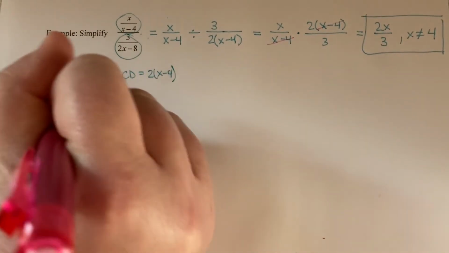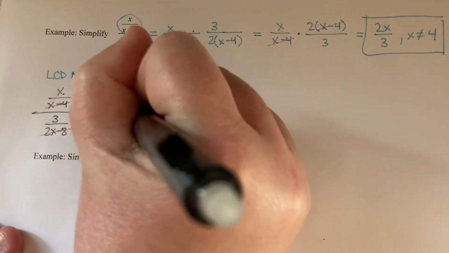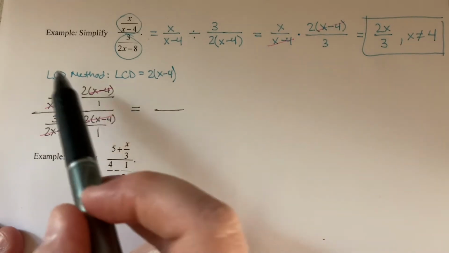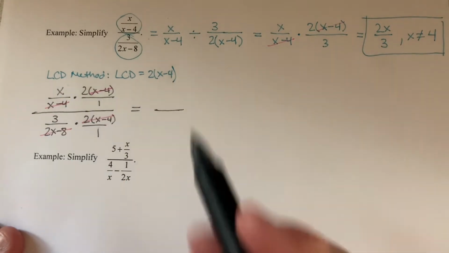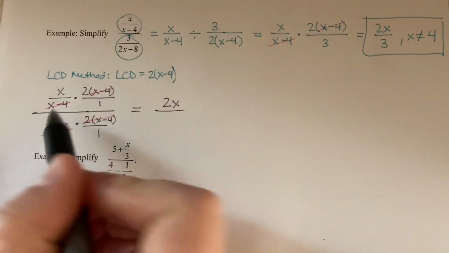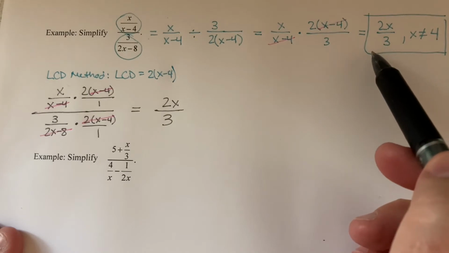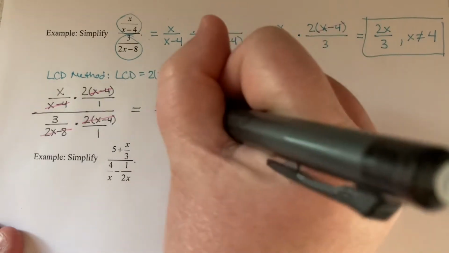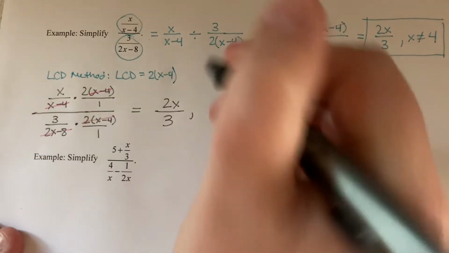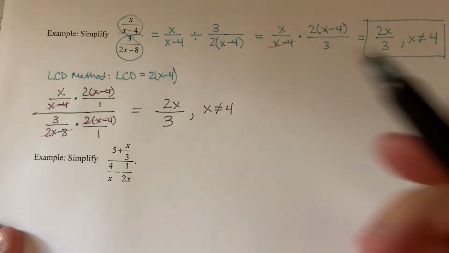And on the top, it's just the x minus 4s that cancel. And after doing this, all of the fractions inside of other fractions go away. So on the top, I just have a 2 and an x left. And on the bottom, I just have a 3 left. Oh, look, same answer. And same principle: we still have to look at the original problem for what canceled and say, oh yeah, I canceled a 4, so we can't have x equal 4.